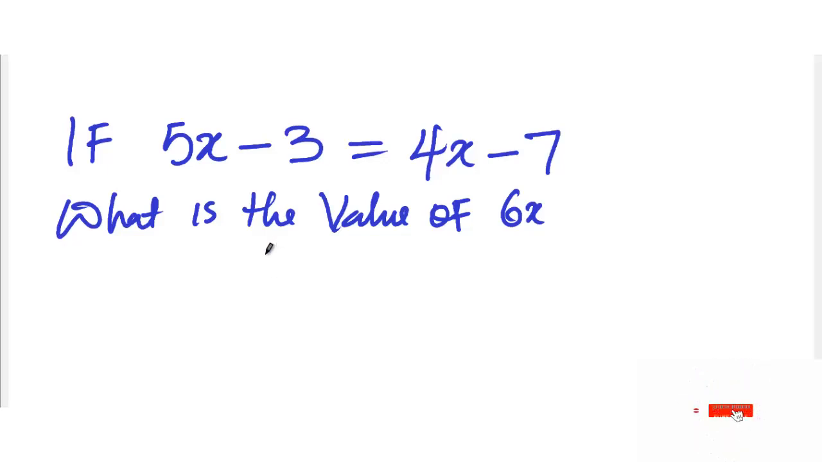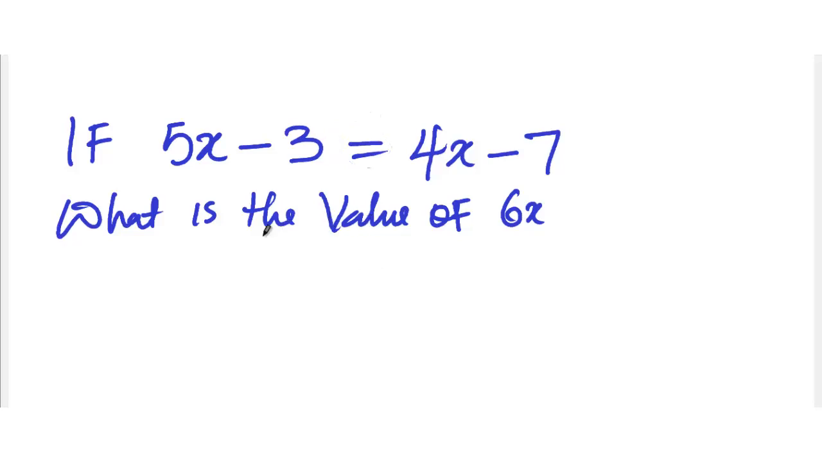All right, so in this video, I'm going to be solving another algebraic equation. Let me explain something. An equation is an expression with an equality sign. So what makes this an equation is the presence of this equality sign.